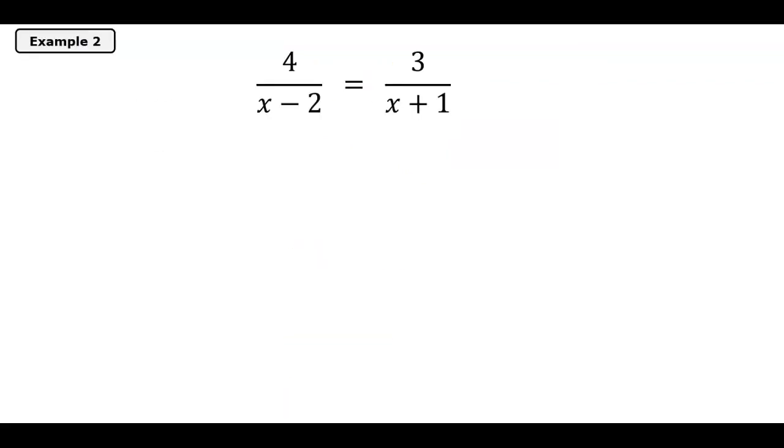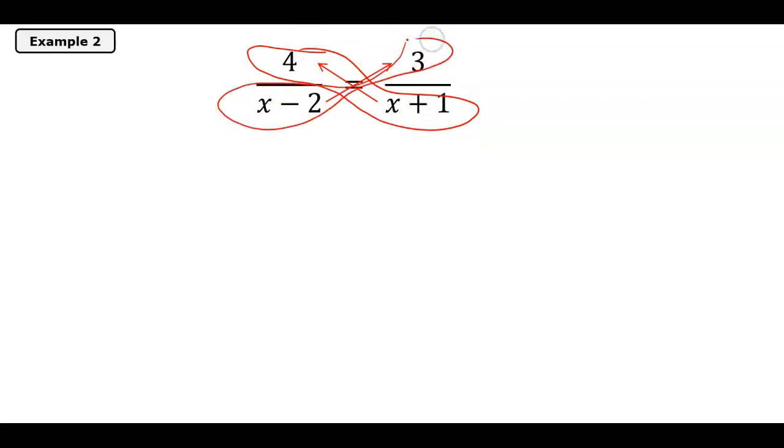All right, y'all ready for example 2? Here we go. If you see a fraction equal to another fraction, once again, we're going to cross multiply or butterfly method. Ready? So this whole side 4 is going to be times x plus 1, and this whole side 3 is going to be times x minus 2. Okay, so it's going to look like this. 4 times x plus 1 looks like this. 3 times x minus 2 looks like this.